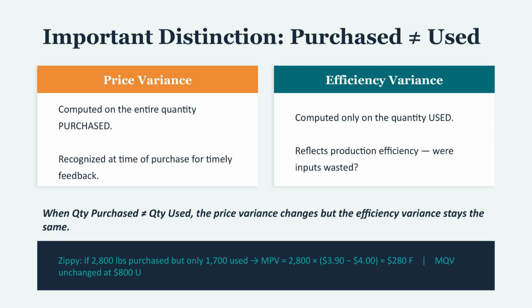Price variance is based on the full purchase quantity and recognized at purchase. Efficiency variance is based only on quantity used. If purchases exceed usage, price variance changes but efficiency variance stays the same. For example, 2,800 pounds at $3.90 versus $4.00 yields a $280 favorable price variance and a $800 unfavorable efficiency variance.